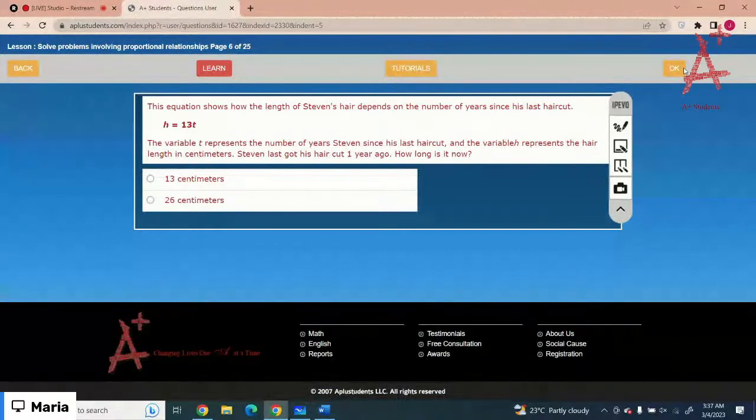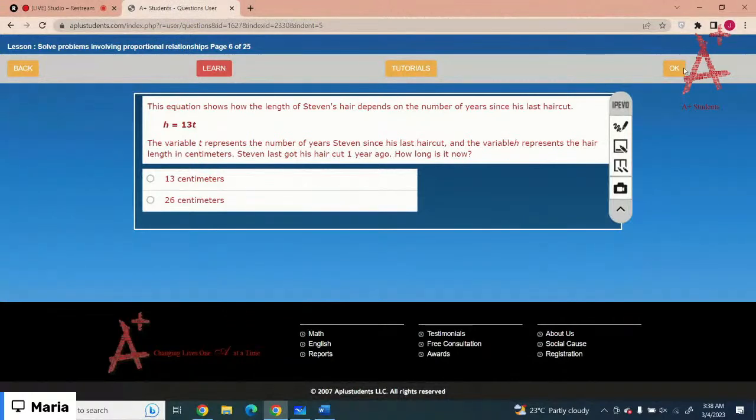This equation shows how the length of Steven's hair depends on the number of years since his last haircut. H equals 13 times t. The variable t represents the number of years since his last haircut, and the variable h represents the hair length in centimeters. Steven last cut his hair 1 year ago. How long is it now?